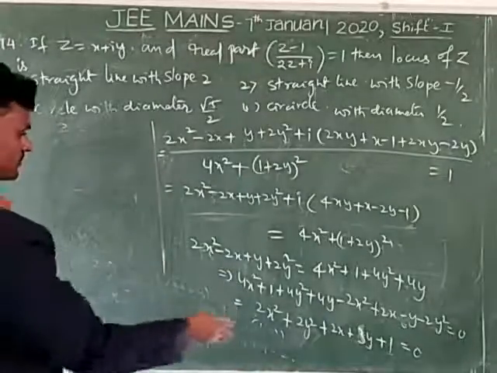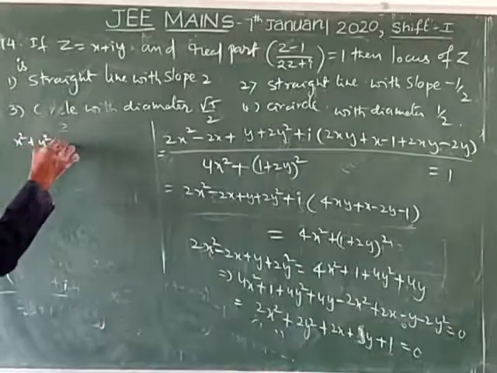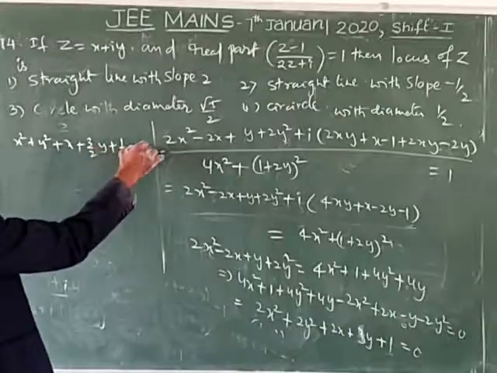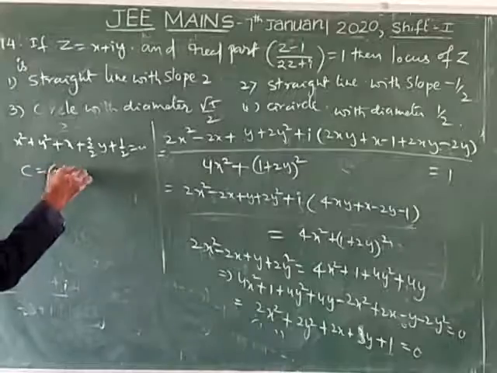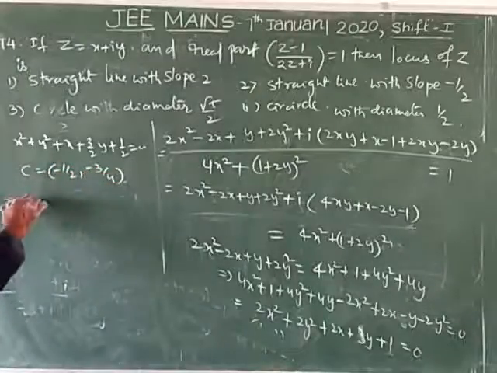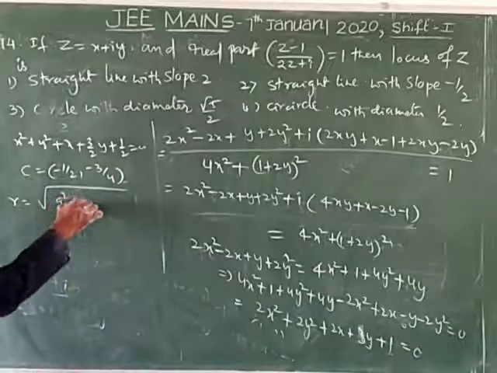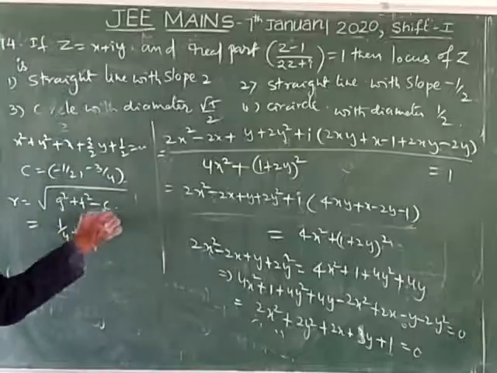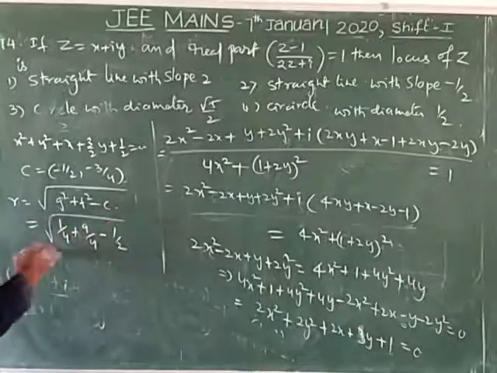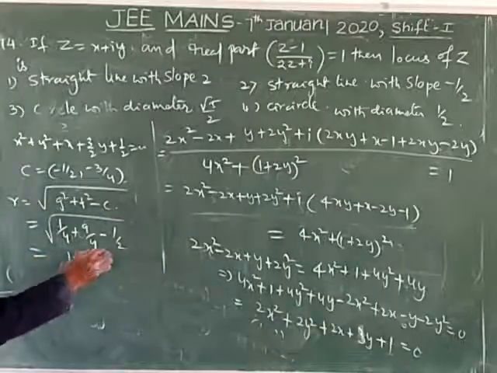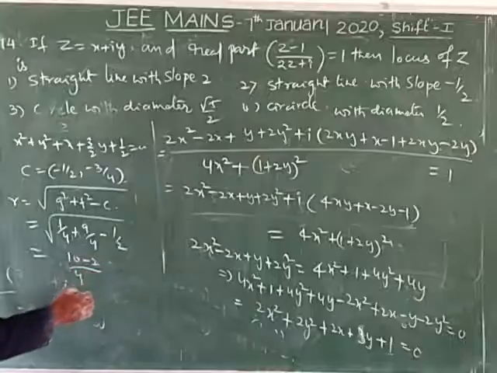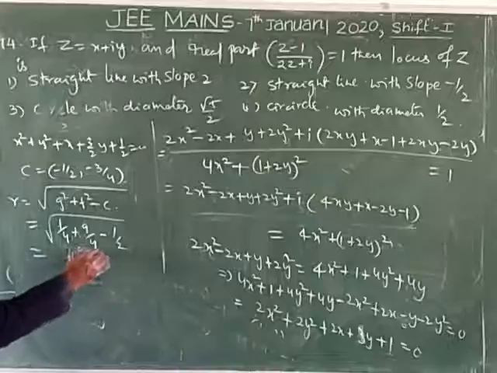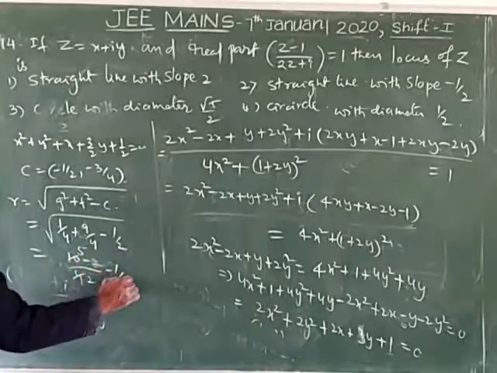Now you have to divide the whole equation by 2: x square plus y square plus x plus 3 by 2 y plus 1 by 2 is equal to 0. Now the center C is equal to minus 1 by 2 comma minus 3 by 4. Next, R is equal to the square root of g square plus f square minus c, which is 1 by 4 plus 9 by 4 minus 1 by 2, under root. Here 10 by 4 minus 1 by 2.